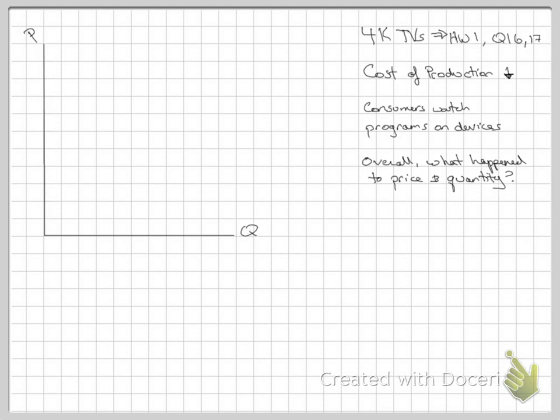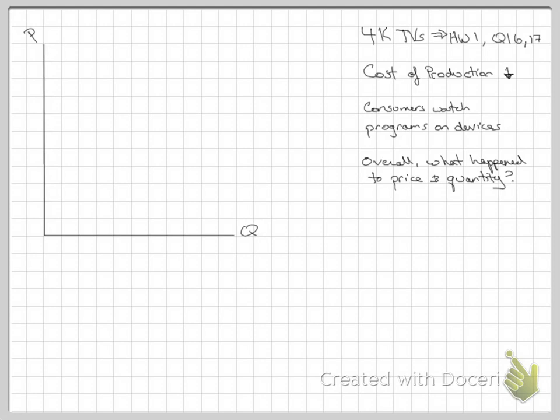So the question concerns 4K televisions, and I think this is a pretty realistic question. I think it's something we see a lot of. We see the cost of production of 4K televisions going down, right? It's becoming cheaper and cheaper to produce these big screen 4K high definition televisions. But at the same time, consumers are watching more television programs on things other than televisions, like their iPhone, their iPad, any type of smart device. So we have these two things going on, and then the question becomes, what's going to happen to the price and then the quantity of 4K television sold, given these two pieces of information?